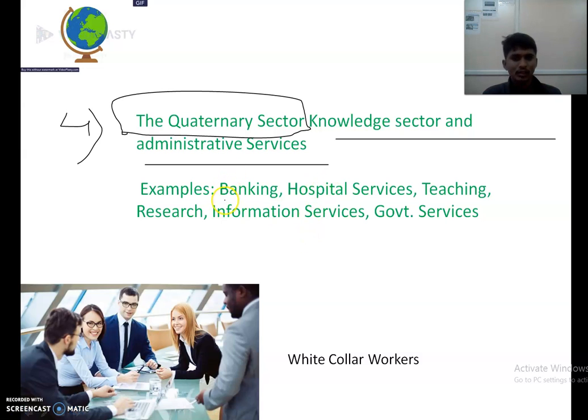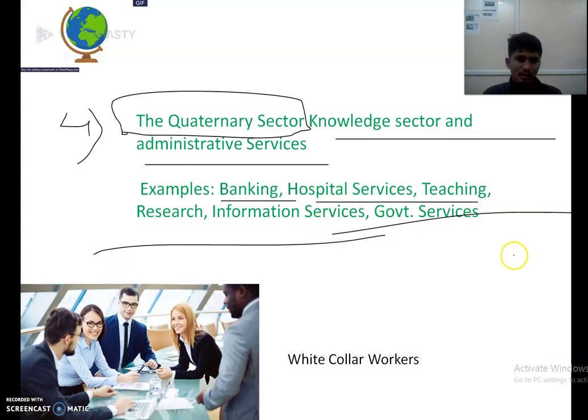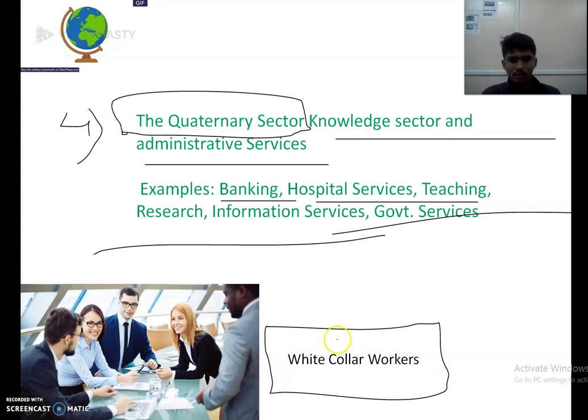So here you can see the banking example of quaternary sector: banking, hospital service, teaching, research and government science. I have already told about the example. And the quaternary sector we can also call white collar workers.